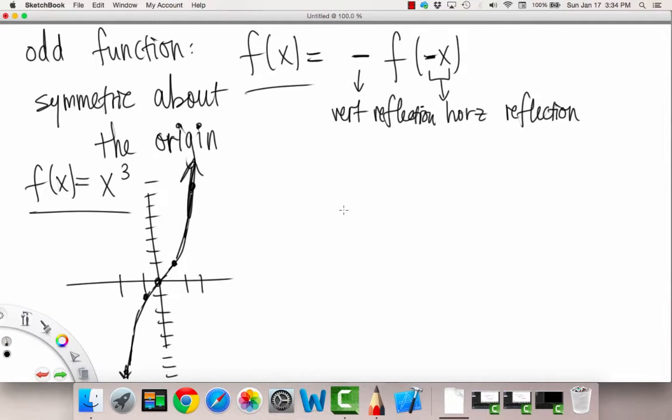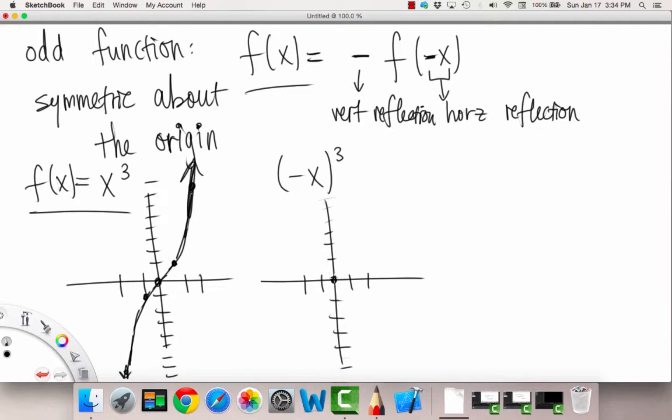So let's do the horizontal reflection first. So let's do negative x to the third power. Okay, so if we graph that, and then we'll have 1, 2, 1, 2, 1, 2, 3. Pretend this goes up to 8, and pretend this goes down to negative 8. Okay, it's just the concept. So 0, 0 just stays there.